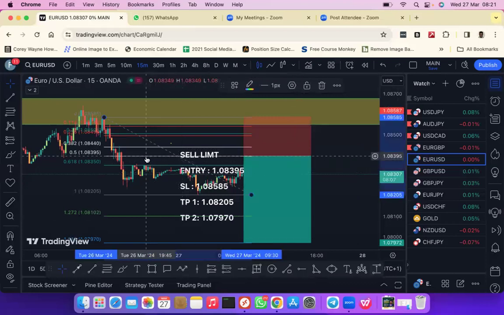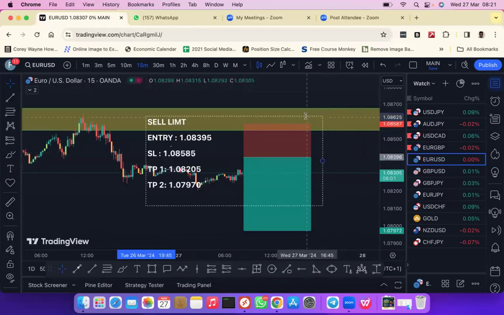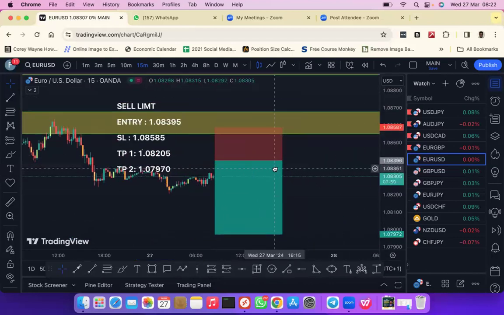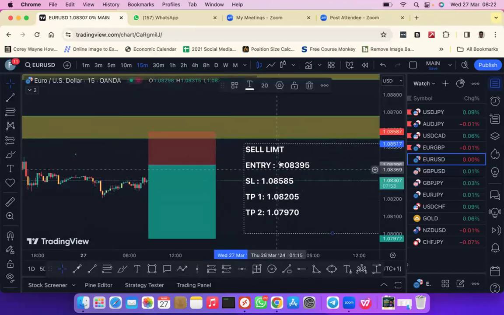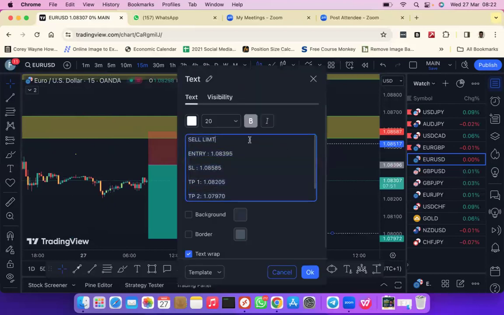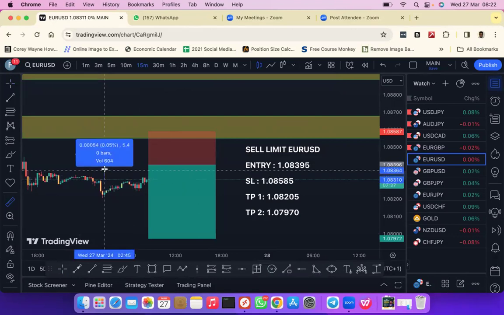Okay, so let me do this properly. Just take a screenshot. Good, there you go. Sell limit on EURUSD. So you can just take a screenshot of this and then put it in your MT4. So we are how many pips out? For our sell limit to trigger, we're just less than 10 pips from the sell limit order triggering.